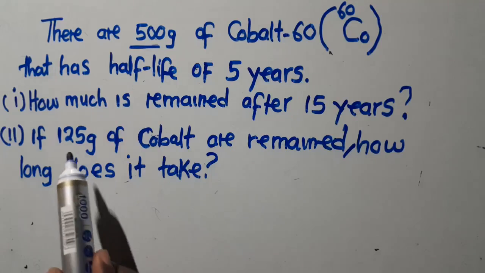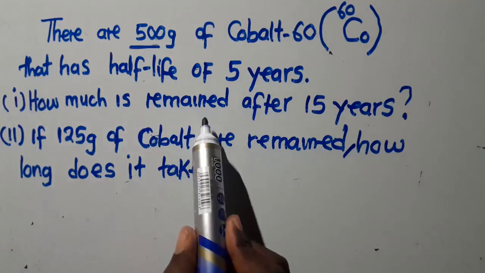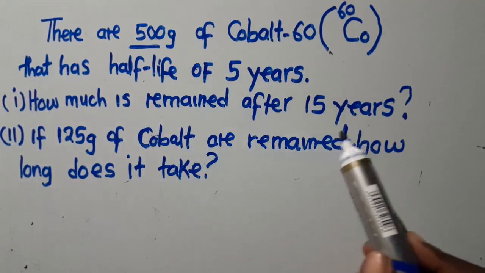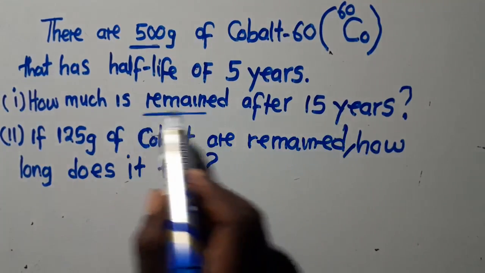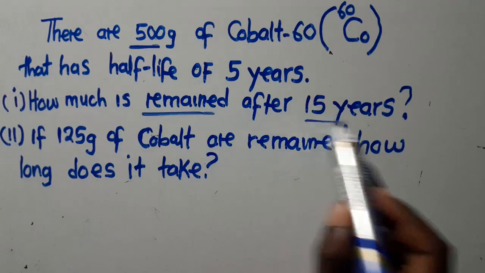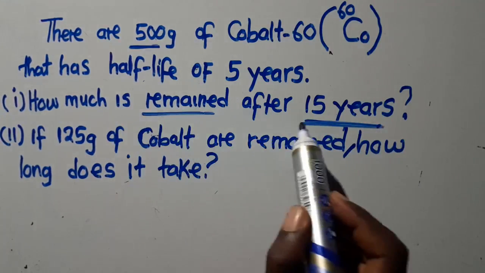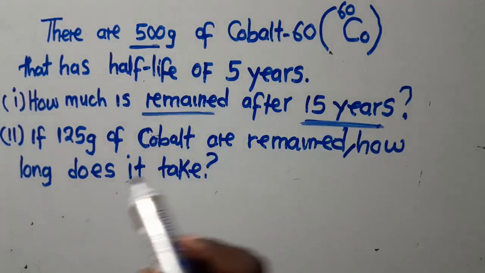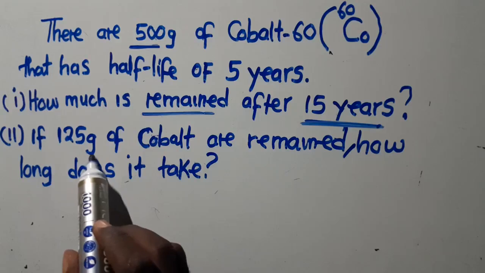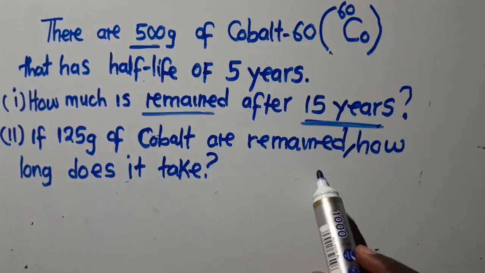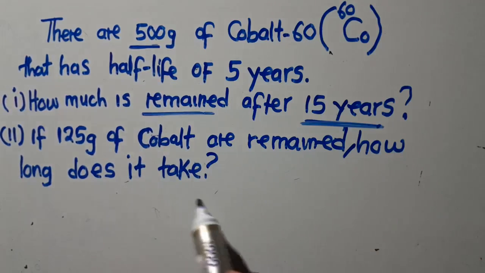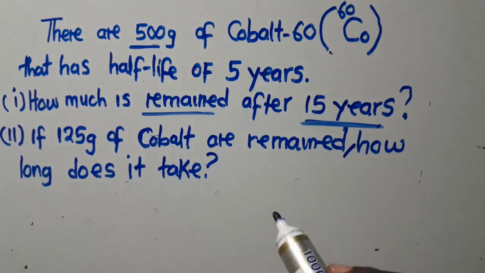So the first question here is saying, how much is remained after 15 years? The next question is saying, if 125 grams of cobalt are remained, how long does it take? This is what we want to answer. So how can we answer this question?